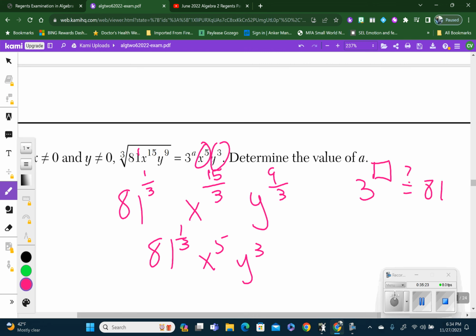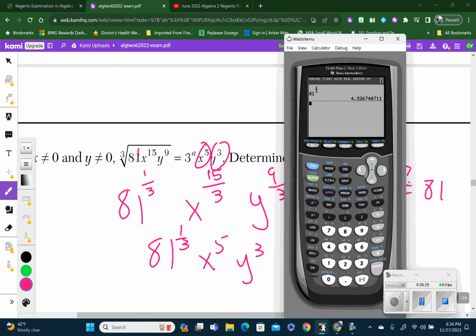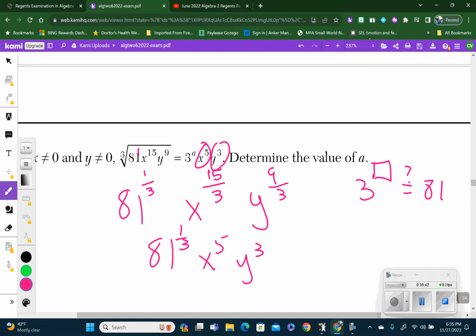Let's see. So 3, let's take my calculator. Let's do 3 to the third. That should be 27. All right, and this is going to be 3. So it's going to be 3 to the fourth power. Let's try that. So 3 to the fourth power is 81.